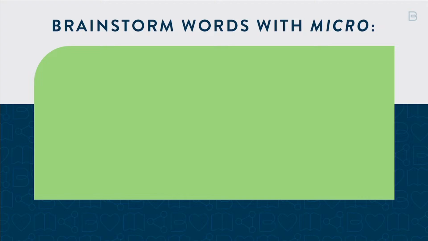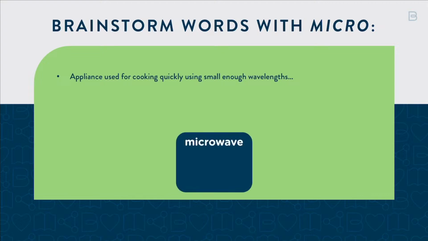Again, connecting the unknown to the known, or vice versa. If I ask students, I give them a clue: what's an appliance used for cooking quickly using small enough wavelengths? Of course, I'd want them to guess microwave. If I ask for an item used to make a small sound louder, and I'm wearing one right now, that's going to be a microphone. So having a discussion about the roots, generating these words that students may have heard before, using clues and cues, will certainly drive this instruction home.